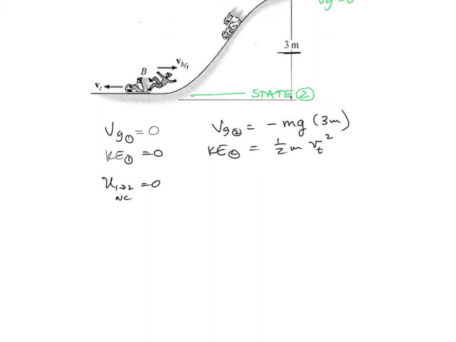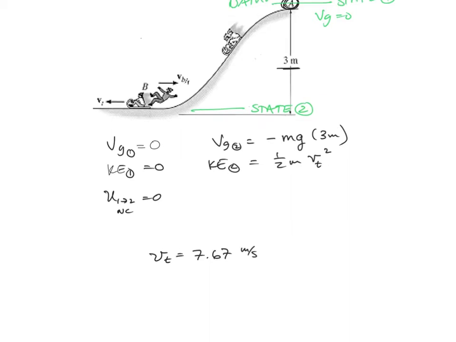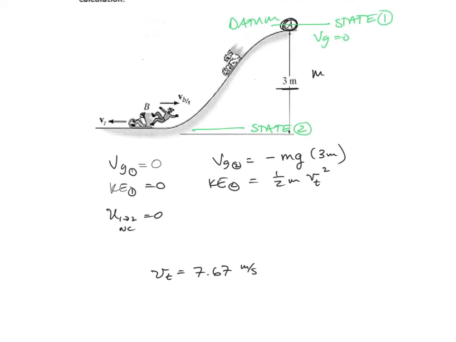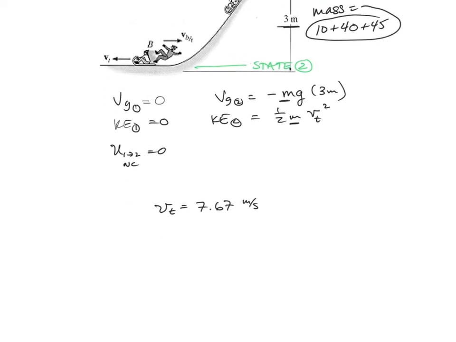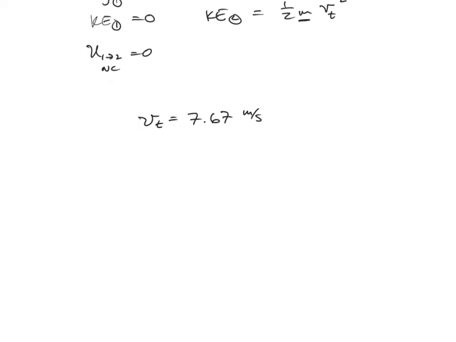So if you go ahead and do that, you'll find that the velocity of the toboggan is equal to 7.67 meters per second. And again, understanding up here, the mass is going to be all three things together. So we'd end up with 10 plus 40 plus 45 would be what we'd be using for the mass. Obviously the mass will cancel out there, but we'll end up using it in just a moment.